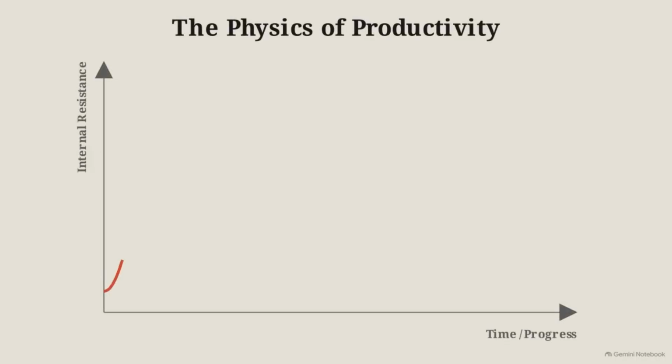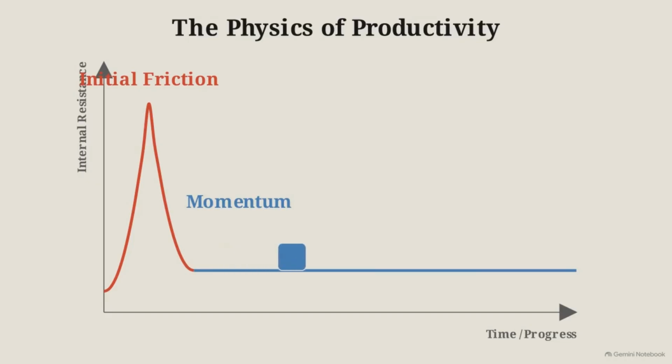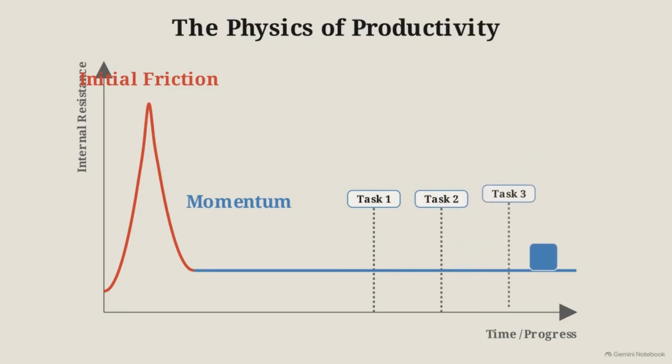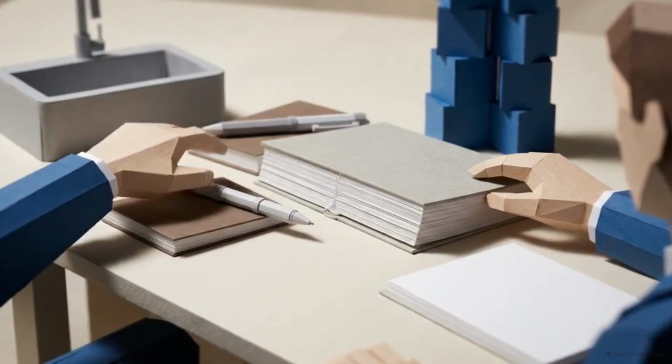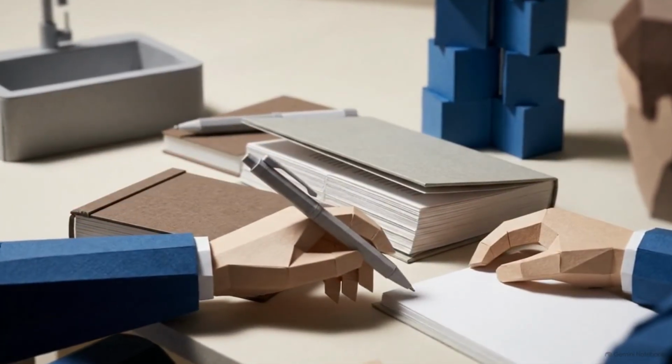There is a physics to productivity. Most effort is concentrated in this initial spike of friction. Break that static resistance, get the block moving, and it easily stays in motion. Washing one fork breaks the paralysis, and you naturally move to the next dish. Taking the smallest possible micro-step is the only way to override your brain's threat response and build the momentum you need to finish.